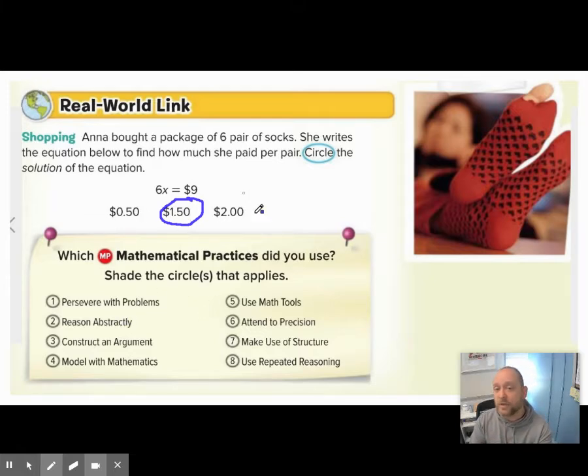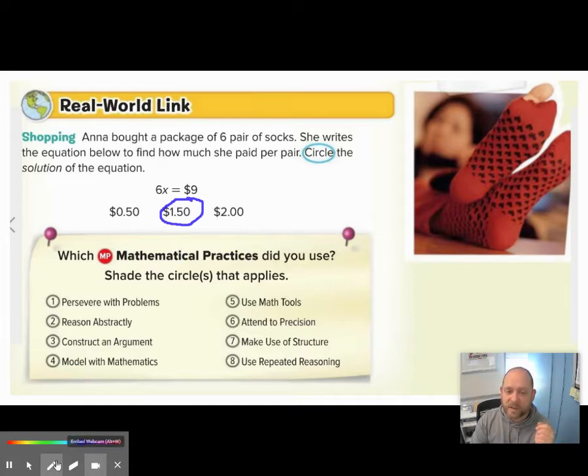From two things that I knew wouldn't be correct, I constructed an argument that this would be the correct one. I could model it with math by multiplying these two to check my answer. That would be attending to precision and using my math tools. You can make use of structure, things you know about the problem that make you know things are true or not true. There are a lot of different ways you can go about solving a problem, as long as you get to the correct answer, I suppose.